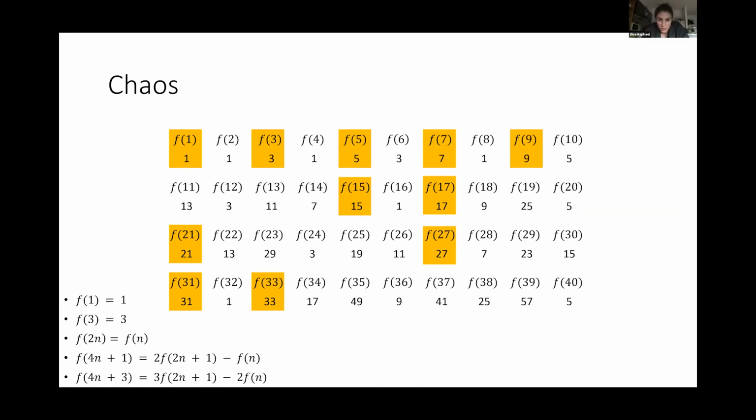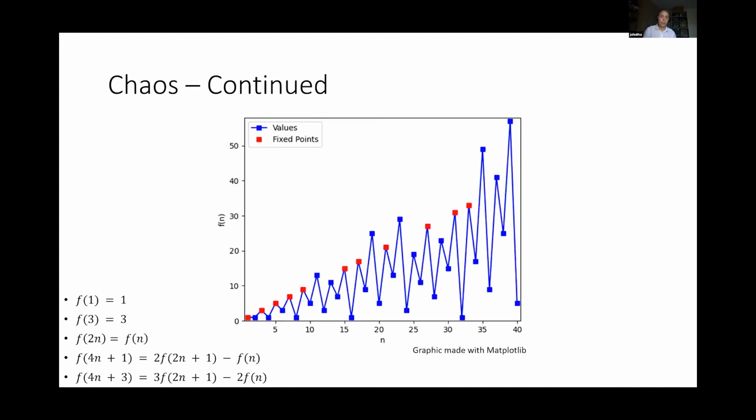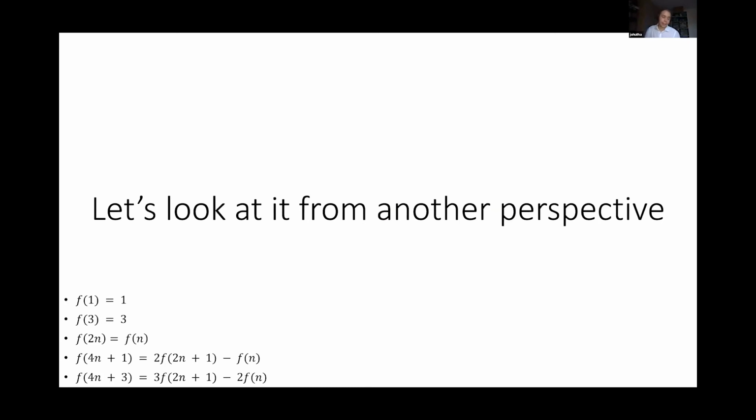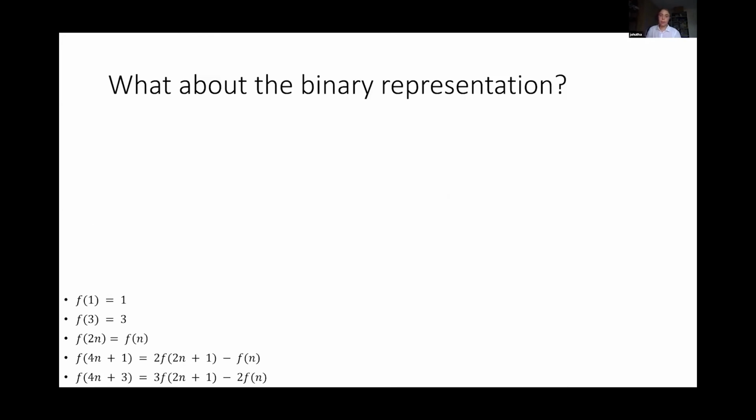Personally, I'm stuck trying to find a pattern that I can't see. The thing is, it's possible to see the pattern like this, but no human would see it looking at it like this. So the perspective we need to take is we need to look at it from binary representation.